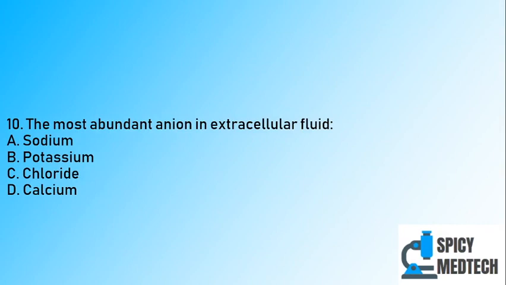Number 10. The most abundant anion in extracellular fluid. A. Sodium, B. Potassium, C. Chloride, or D. Calcium? The answer for number 10 is letter C, chloride.